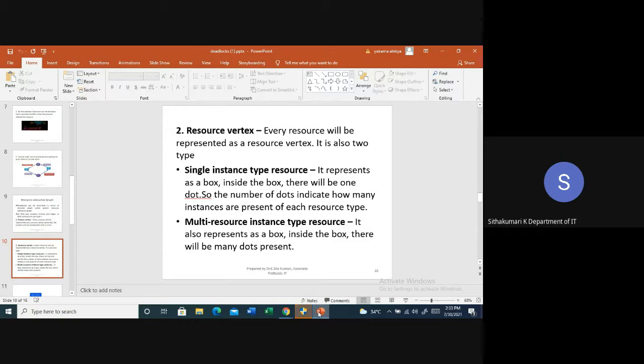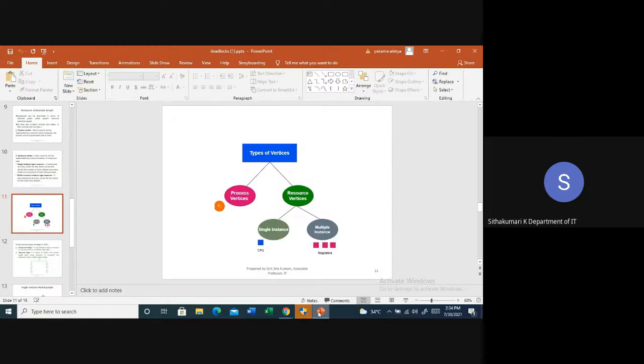And in each square, if there is a single instance, we'll plot it with a single dot. If you have two instances, we'll increase the dots. Each dot represents an instance of a resource type. So when you have four instances, you'll have four dots. So a multi-instance resource also is represented by a box, and inside the box there will be many dots present. If there are four instances, four dots; six instances, six dots; like that it will be.